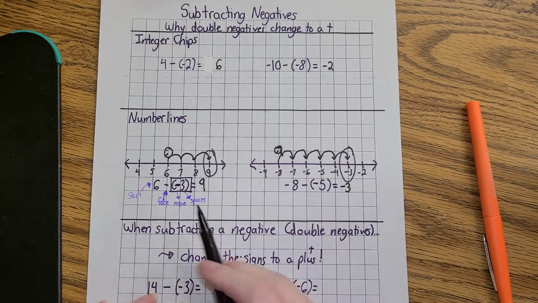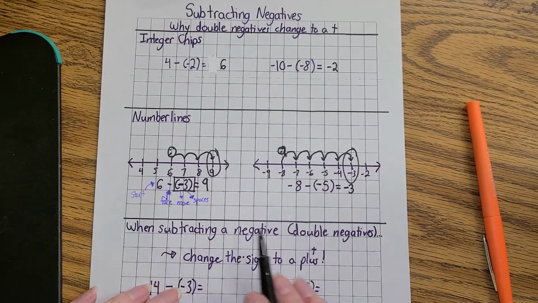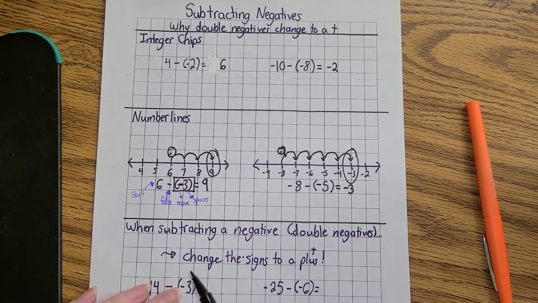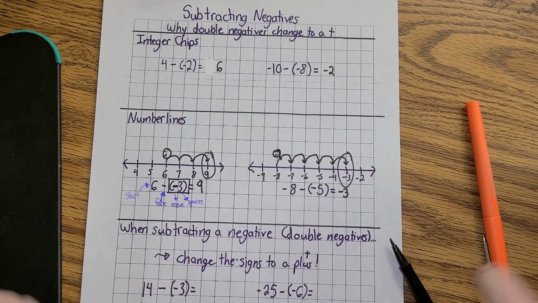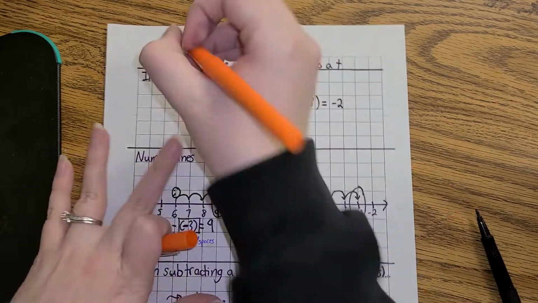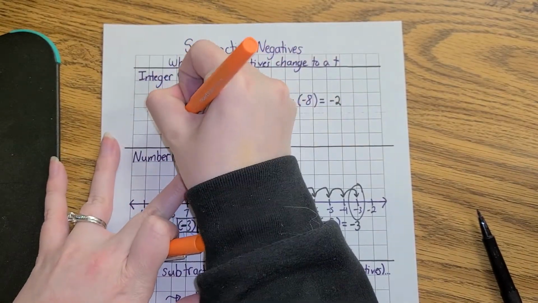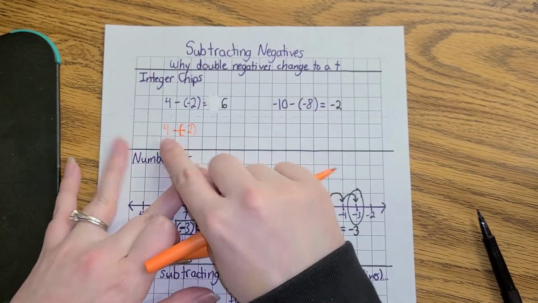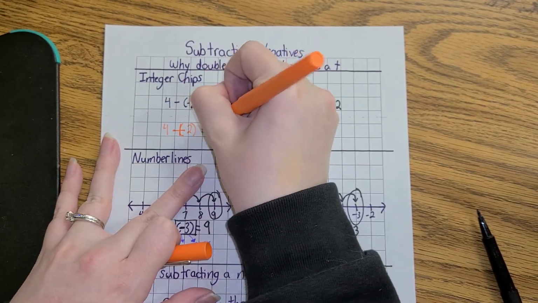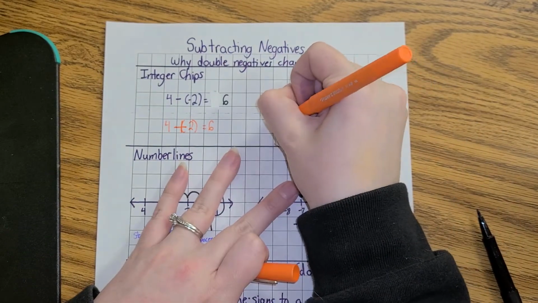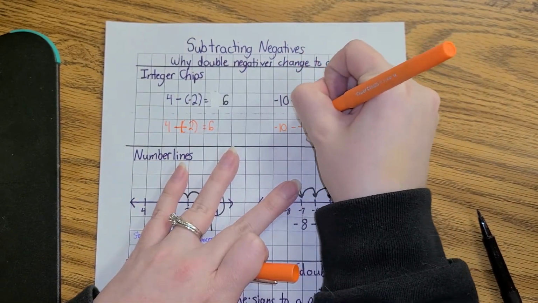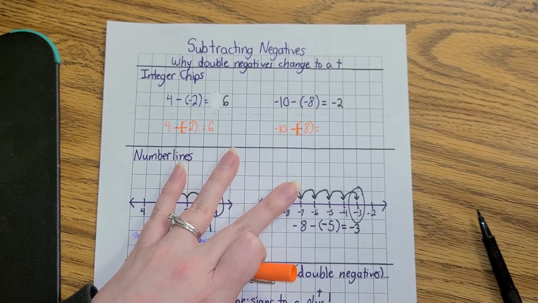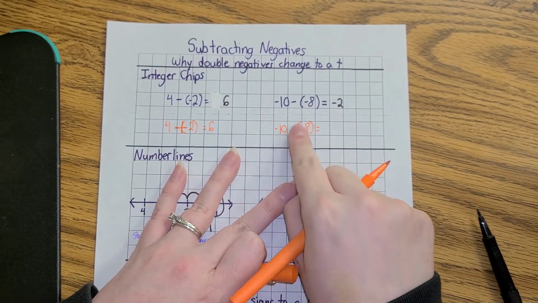All right. We're going to test out our rule. When subtracting a negative, having double negatives, change the sign to a plus. So if I go through all these problems, okay, 4 minus -2, and change it to a plus. What is 4 plus 2? 6. -10 minus -8. Change that to a plus. -10, add 8.